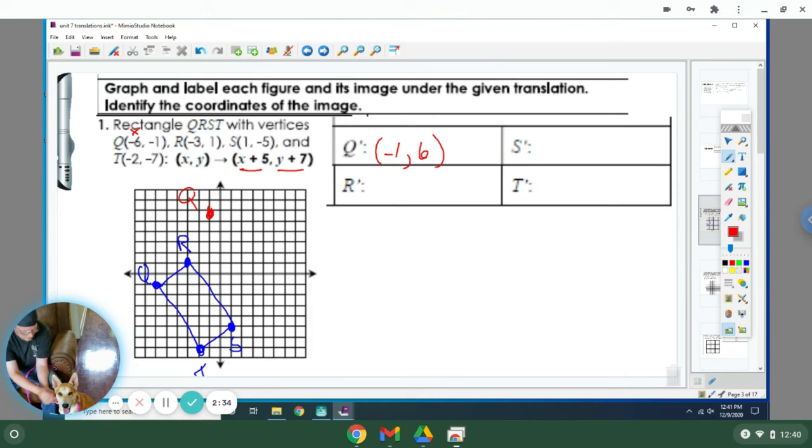R is -3, 1. So now you're going to add 5. -3 plus 5 is 2. And 1 plus 7 is 8. So my new one will be 2, 8. And then S is 1, -5. So 1 plus 5 is 6. -5 plus 7 is 2.